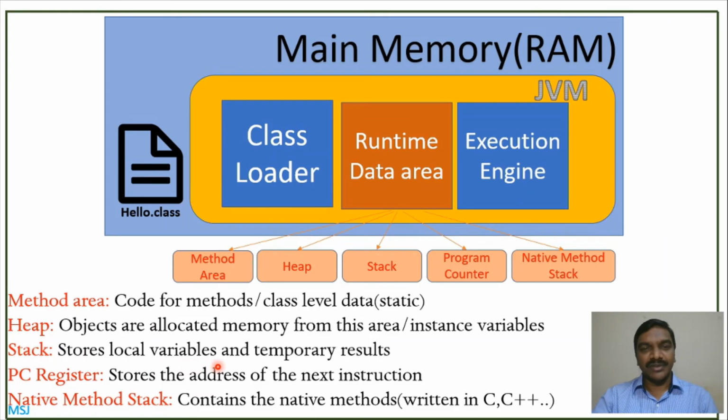Then all the local variables are stored in stack. PC, program counter, stores the address of the next instruction. And finally, native methods means the methods which are written in C and C++. So the work of this runtime data area is just for allocation of memory.